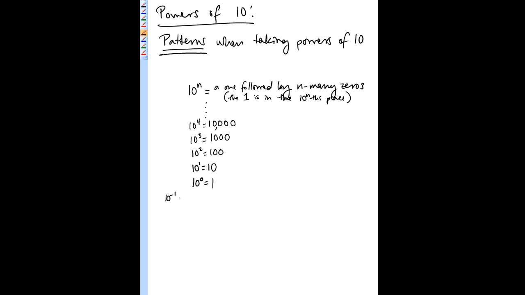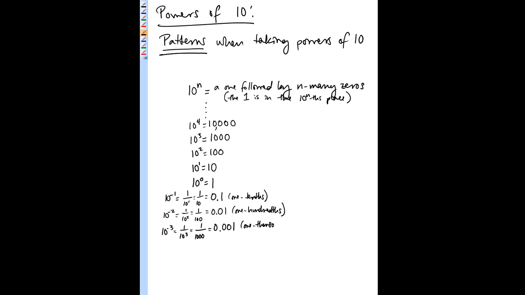Well, 10 to the negative 1 we know is the same thing as 1 over 10 to the 1, which is the same thing as 1 over 10, which is 0.1, or 1/10, right? 10 to the negative 2 is similarly 1 over 10 squared, which is 1 over 100, which is 0.01, or 1/100. 10 to the negative 3, similarly, 1 over 10 cubed equals 1 over 1,000, which is 0.001, or 1/1000. So we kind of see a pattern here too.